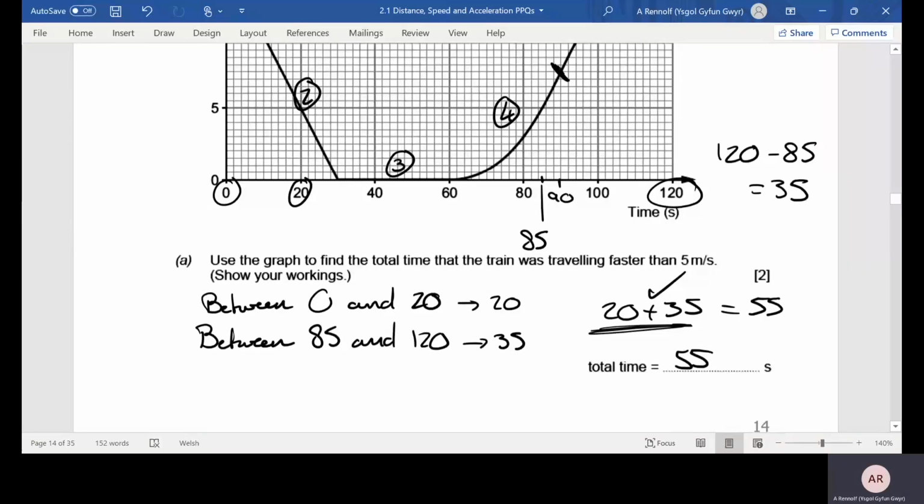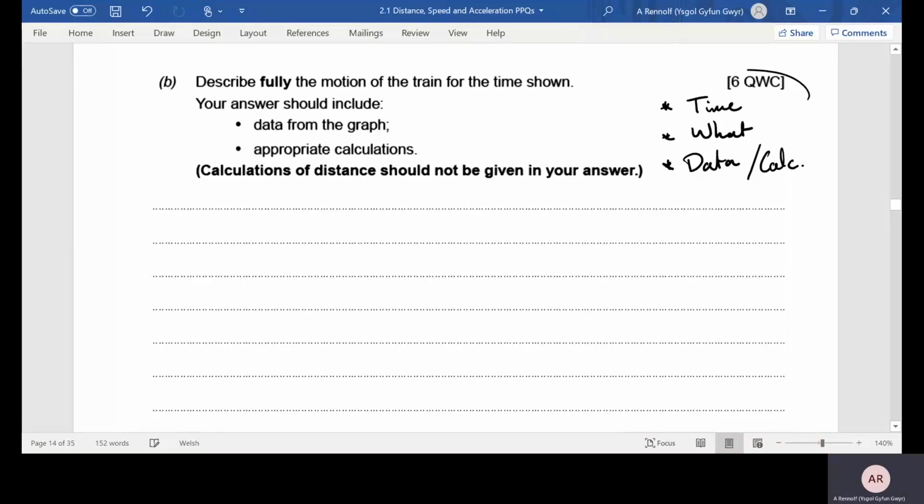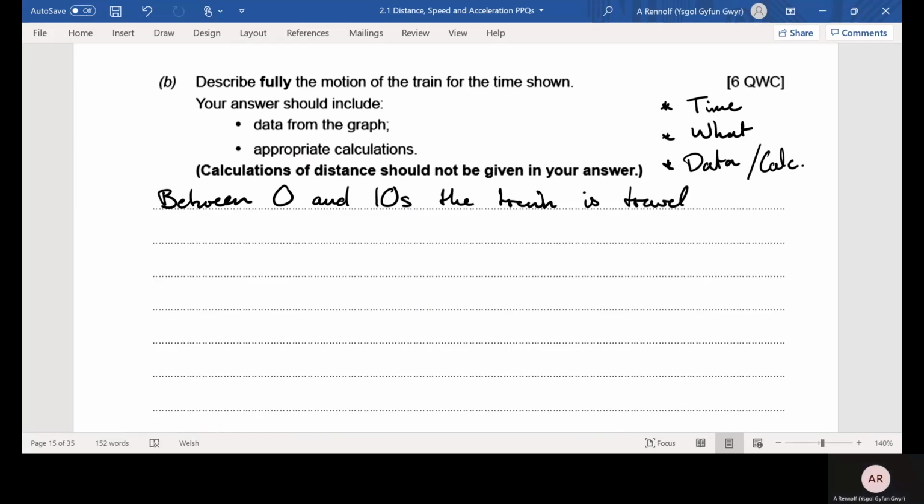So again, using this structure, this is how I'm going to write my answer. We start with the times. Between 0 and 10 seconds, the train is traveling at a constant speed.